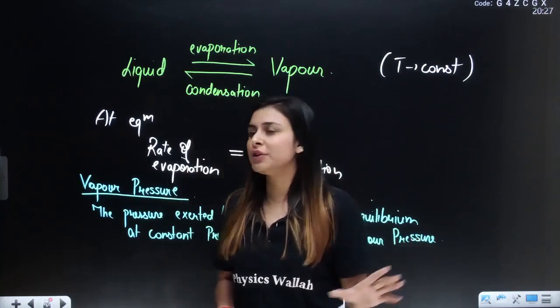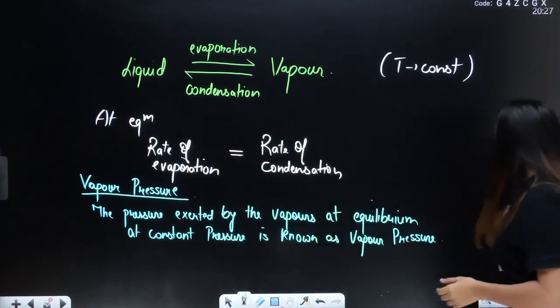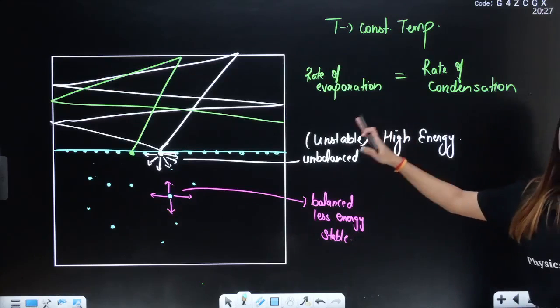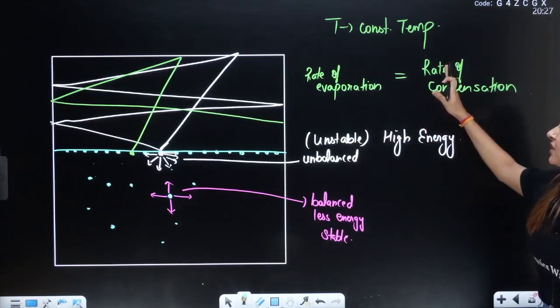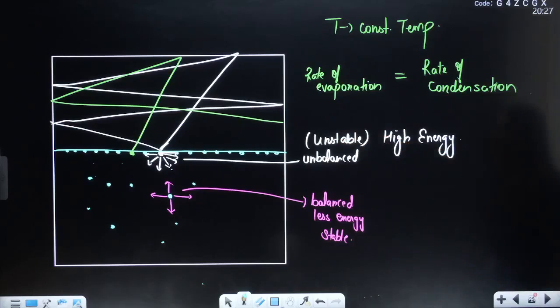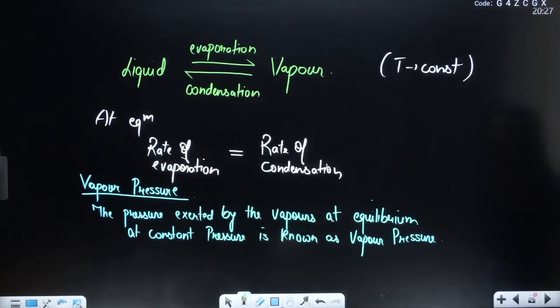I hope this is clear with you. You can write this and then we'll move forward. This is how the vapors are formed. This is how the equilibrium is attained, and at equilibrium the pressure exerted by the vapors is actually known as the vapor pressure. Okay, you can write this.